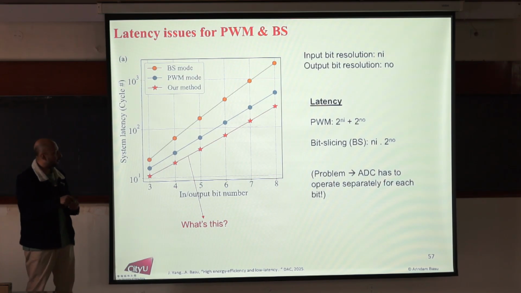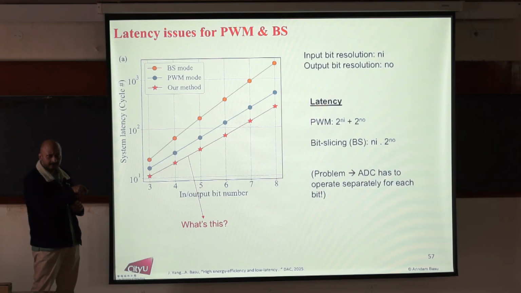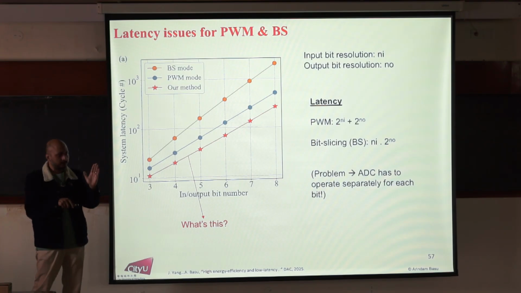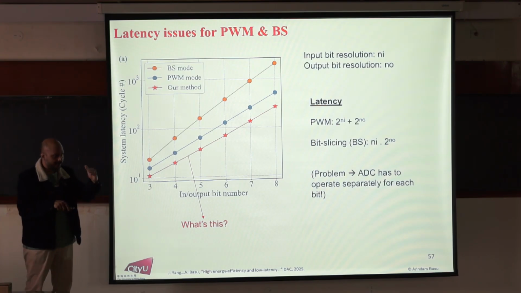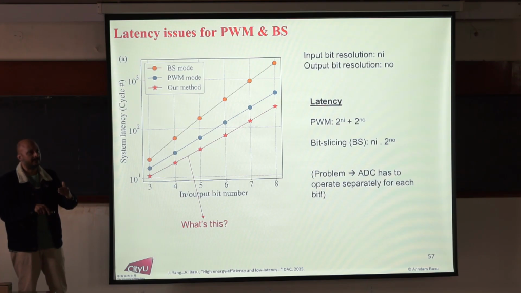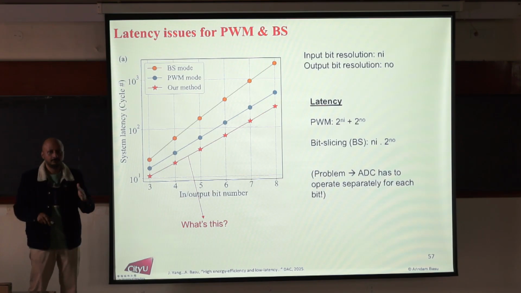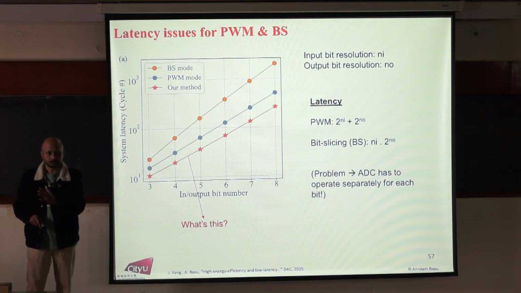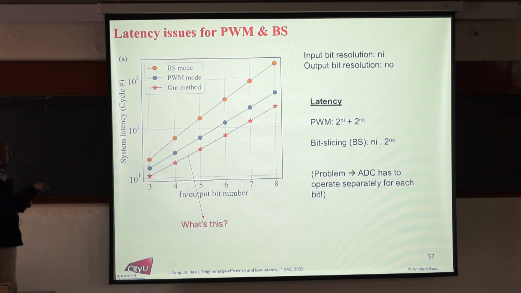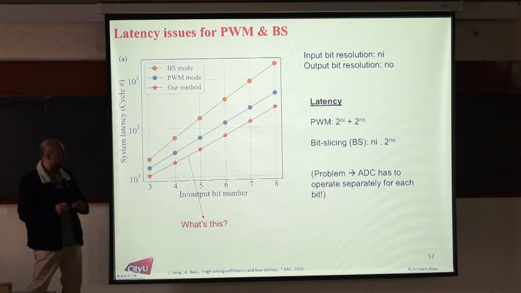So if you have a pulse width modulated kind of system, you have 2 to the power Ni clock cycles to create the input, and then the voltages are held on the capacitor, and then you need 2 to the power NO cycles to run your ADC. Okay, so that's this PWM mode, the blue line. This is plotted against input and output bit number, which I assume to be the same here.